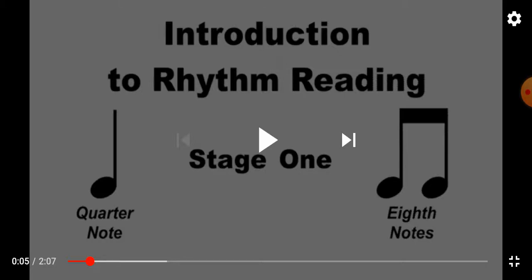The rhythm symbol to the left is called a crotchet. It's also known as a quarter note. This symbol means that there is one sound for each beat. When we clap this sound, we say ta.